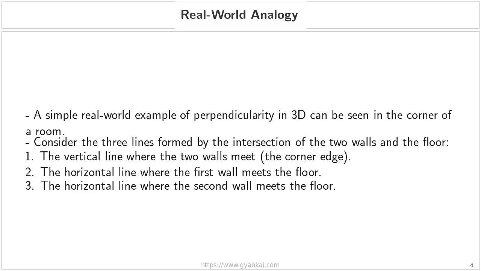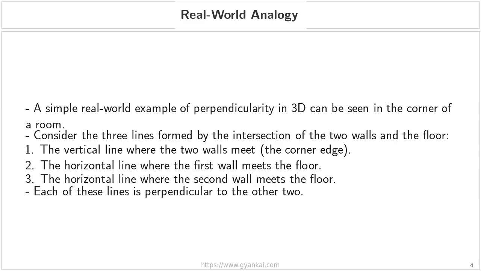Imagine the three distinct lines formed where the walls and the floor intersect. First, there is the vertical line, which is that sharp corner edge where the two walls meet and extend up toward the ceiling. Second, consider the horizontal line where the first wall meets the floor. Finally, look at the horizontal line where the second wall meets the floor. If you observe these three edges, you will notice that each one is perpendicular to the other two.